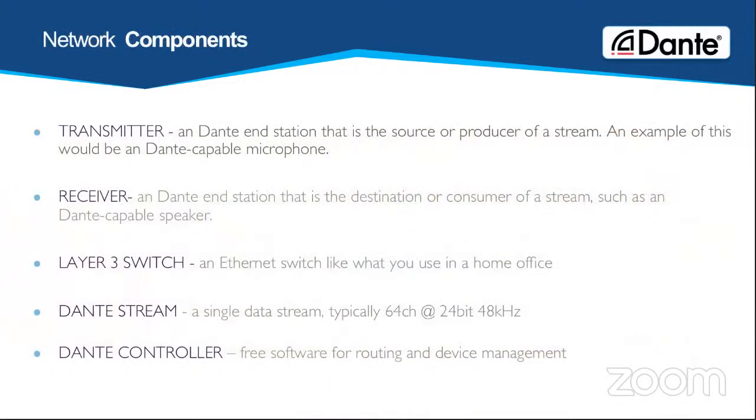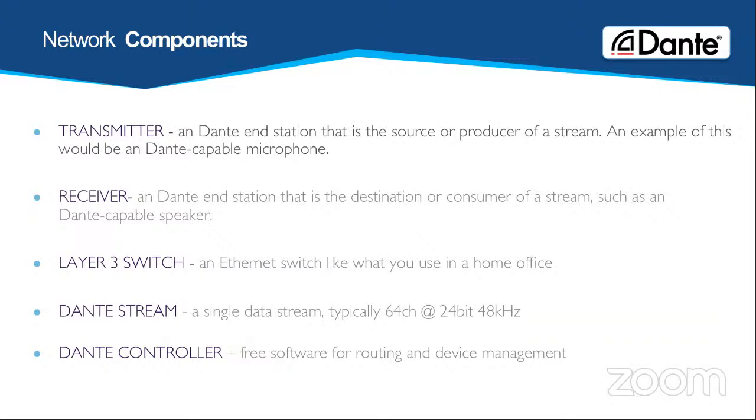The first thing is, in the Dante world, we have transmitters and receivers. That's kind of what they're called. Same idea as AVB. We have outputs and we have inputs. Now, on the switch side of things, a basic layer 3 switch, very similar to the type of switch you might use in your home office, can be used. There might be some configuration necessary. There might not. Just depends on what you're trying to do.